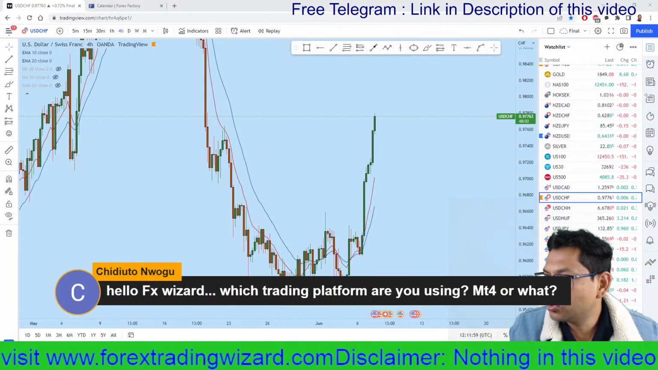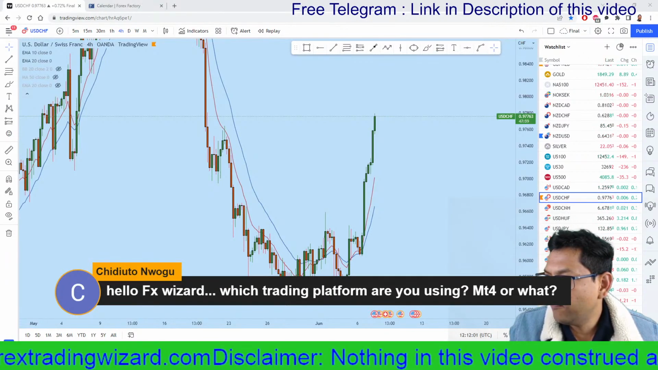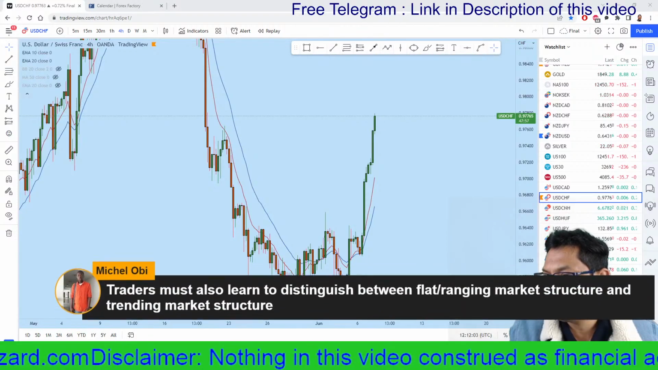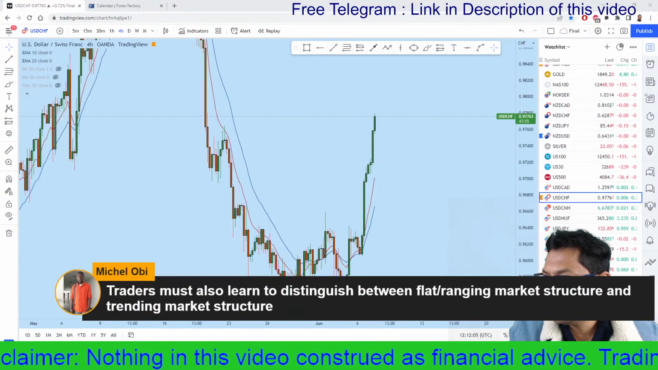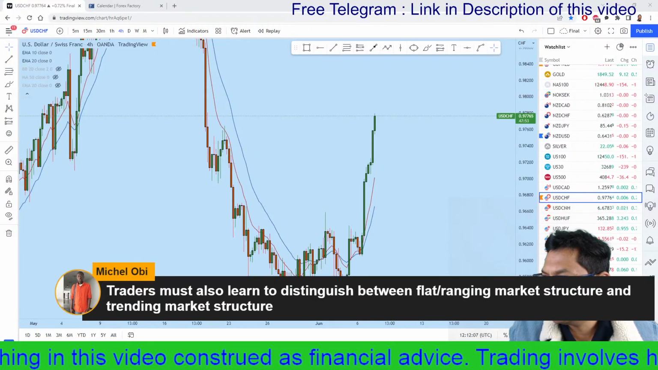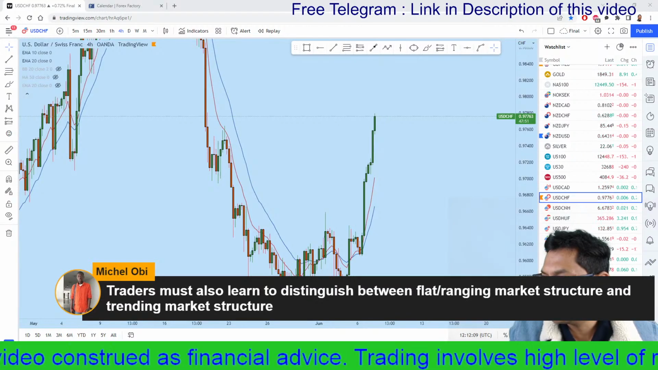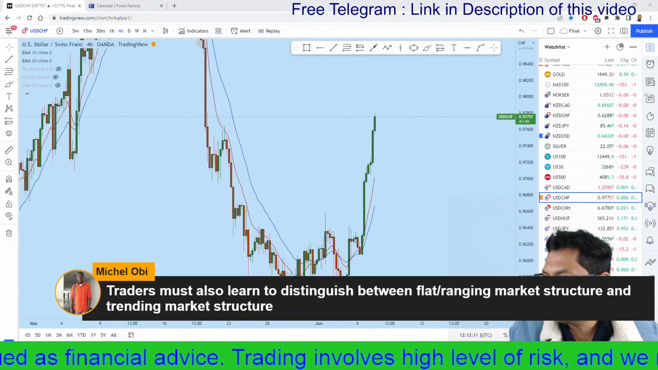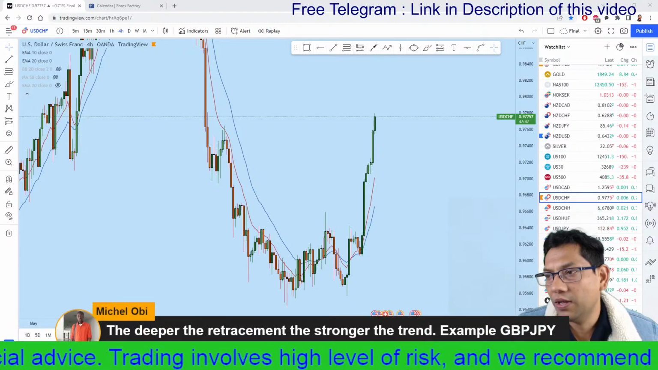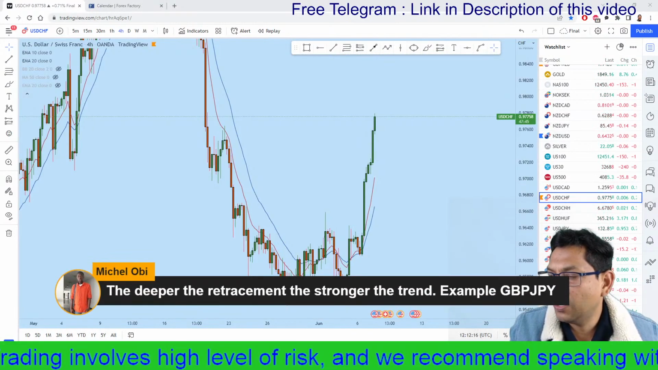Traders must also learn to distinguish between flat margin and market structure. Yeah, very good, Michael Obi. The deeper the retracement, the stronger the trend. An example is GBP JPY. Yeah, that could be very good knowledge.